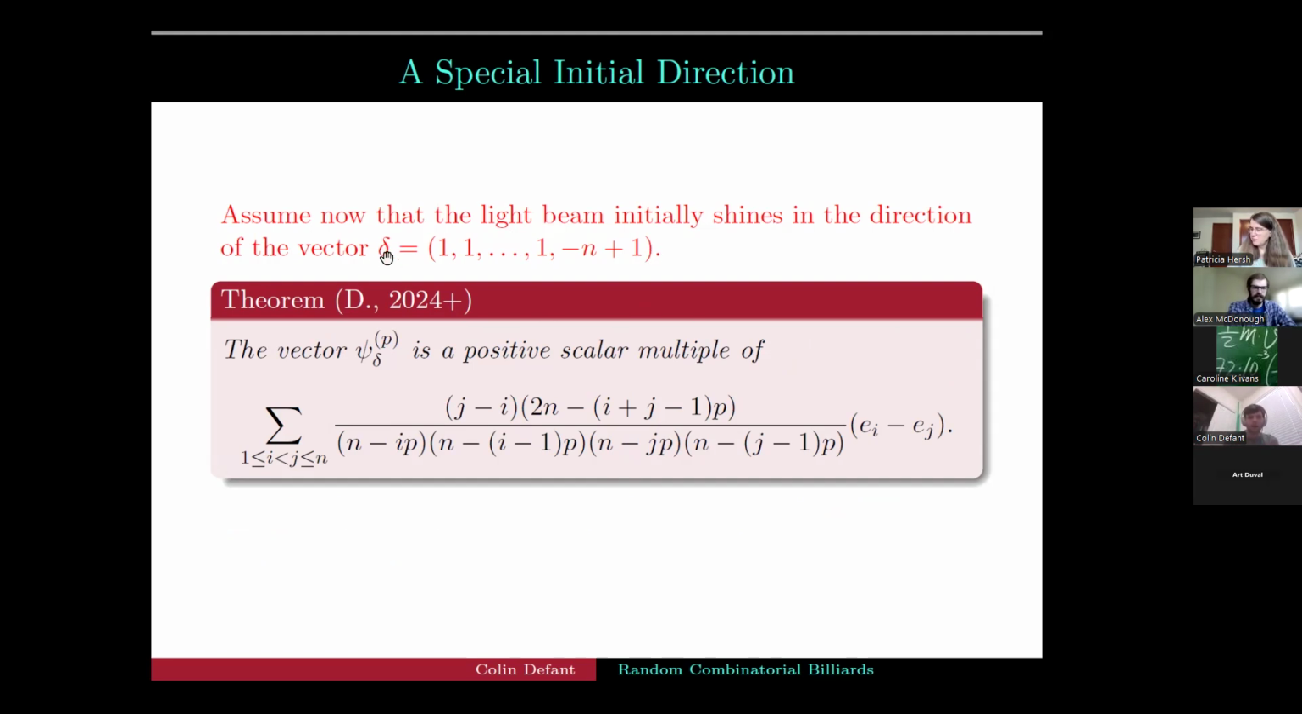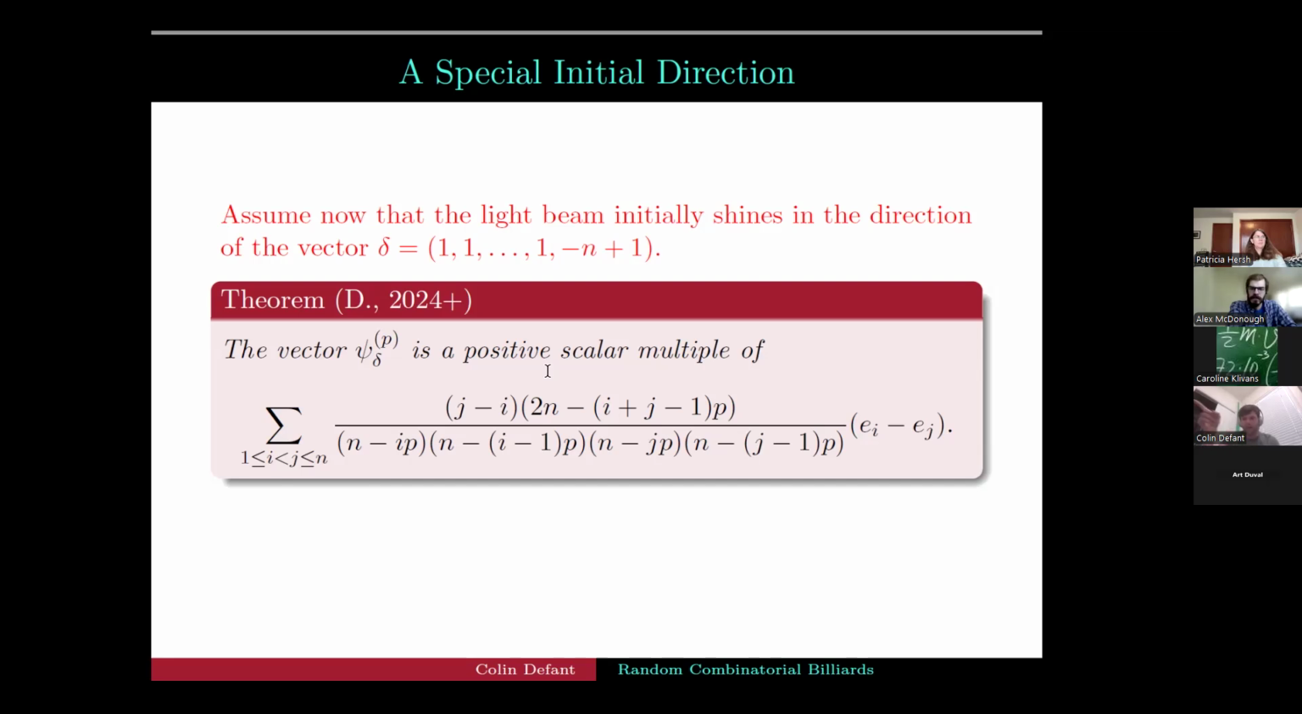But if I assume that this is my initial direction delta, then there's this nice explicit formula for psi delta p. It's this sum over i less than j of some expression involving i's and j's and n's and p's times e_i minus e_j. Okay. Now, you might think this is kind of complicated, but it's really not. It's very explicit. You can write this down. You can compute it very concretely. It's much better than this gross sum over permutations that we don't really understand. So this is really the best, I think, that you could hope for here. I should say that this is up to a positive scalar multiple. I don't actually care about positive scalar multiples.